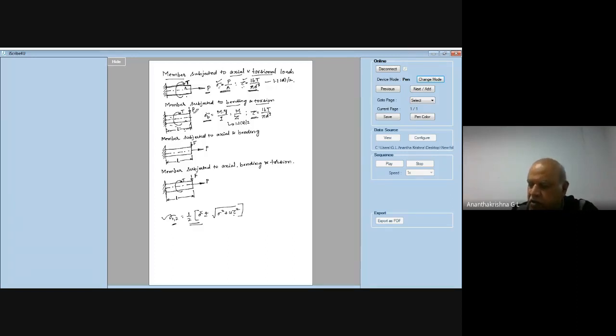The next case is when a member is subjected to axial load and also transverse load. The axial load will give us normal stress, and the transverse load will give us bending stress. In such a case, sigma axial or normal stress is given by load by area of cross section, and the bending stress sigma B is given by M by Z. How do we find out this M? That is given by F into L, force into perpendicular distance, divided by section modulus, depending upon whether it is circular, hollow circular, or rectangular cross section. We can use the equation for Z and calculate sigma B.